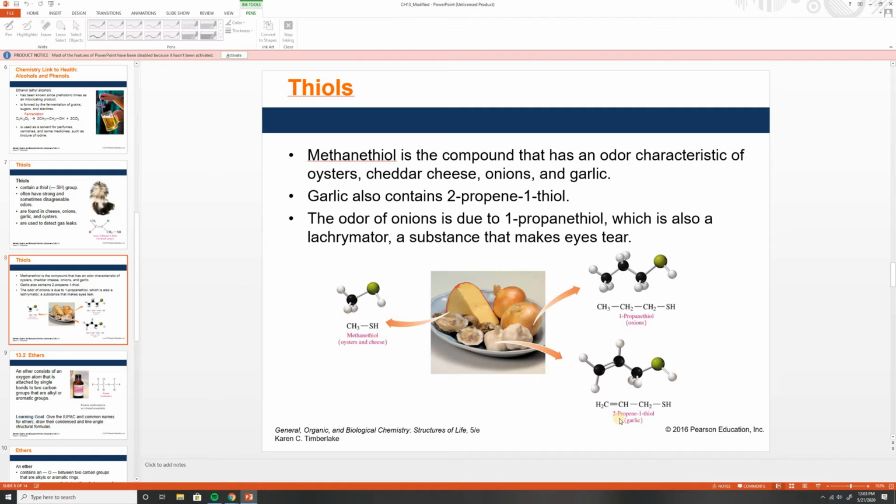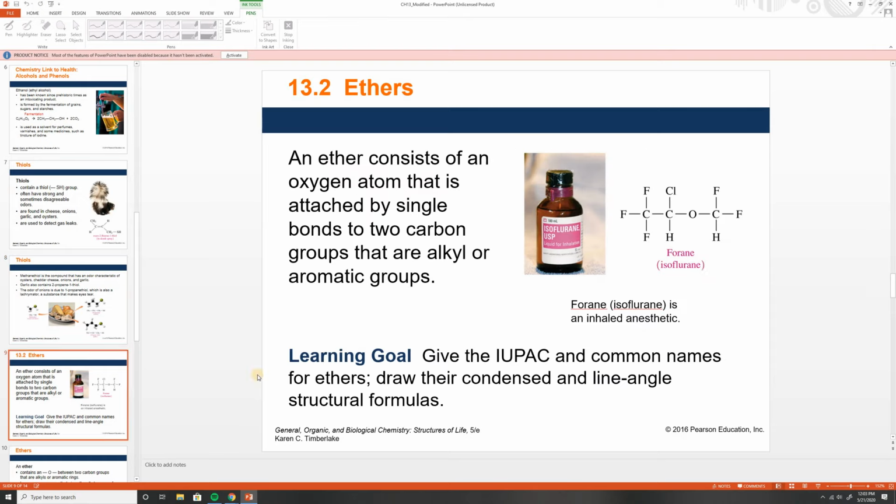Then you have 2-propene 1-thiol, which is the smell of garlic. And you have to name it in the same exact way. The carbon number 1 has a thiol, and then the rest of it is propene. It's 2-propene because in carbon number 1, 2, carbon number 2, that's where the double bond occurs. So you have to number the carbons so that the substituent occurs at the lowest number. So that's the key rule.